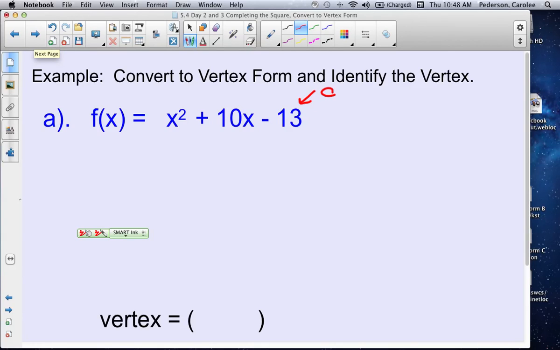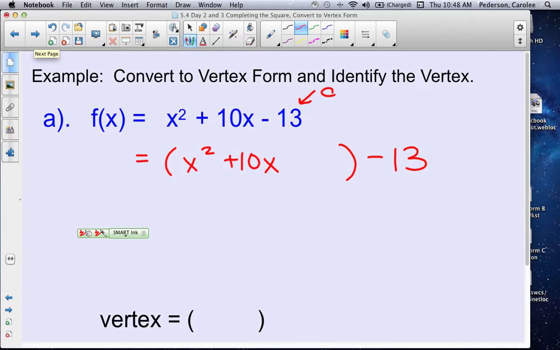We have a function. It's a quadratic equation. We want to rewrite it into vertex form. So how you do this is you group the first two terms together, your ax squared and your bx. And I'm just going to leave the negative 13 off on its own at the end.